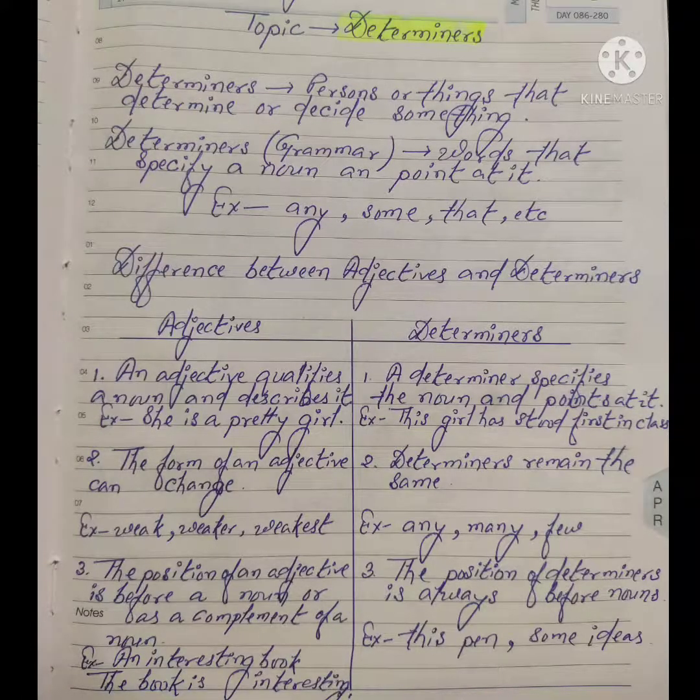For example, this pen. This is a determiner in this sentence. Some ideas. So some is also a determiner which always comes before a noun.